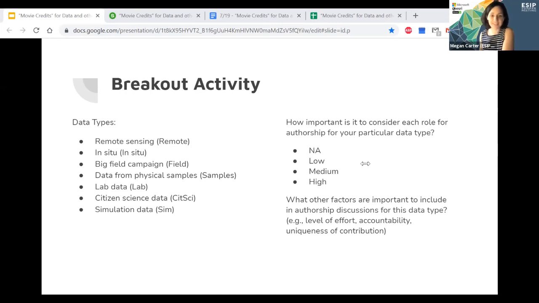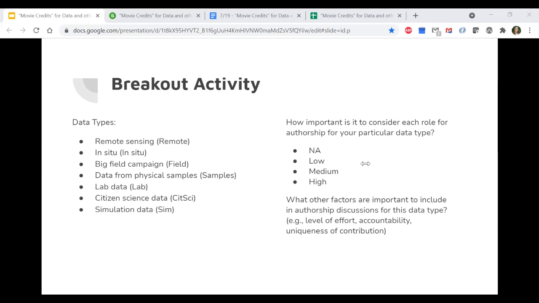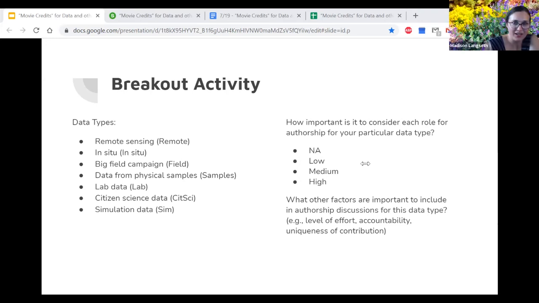Simulation data, there's one lone person, unfortunately. Same with lab data. So if anybody's on the fence. So, Madison, do you need me to go to a room? And if so, which one? Yeah, good question. So I'm looking here.